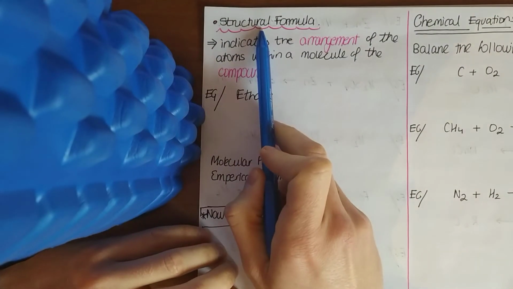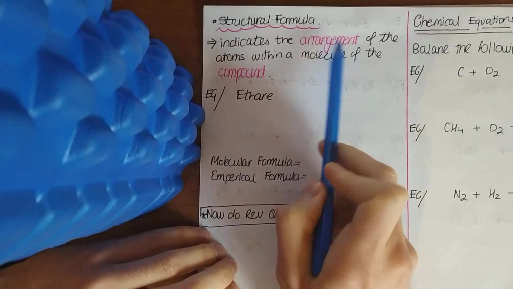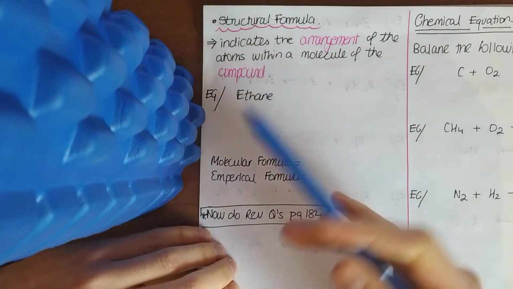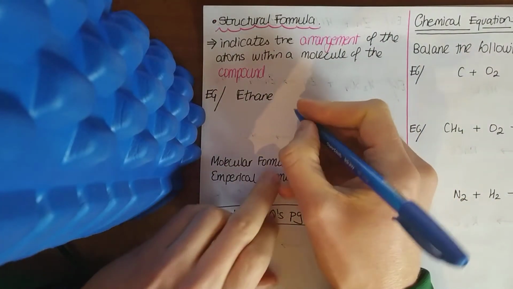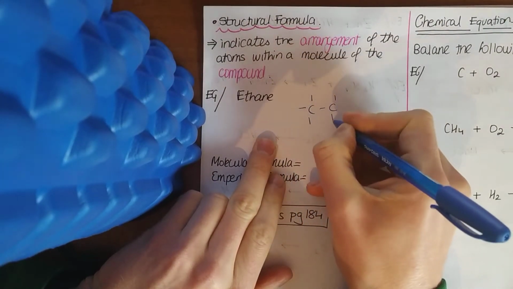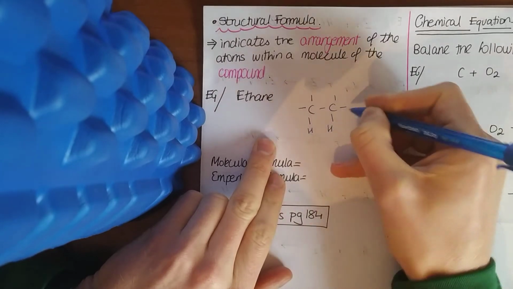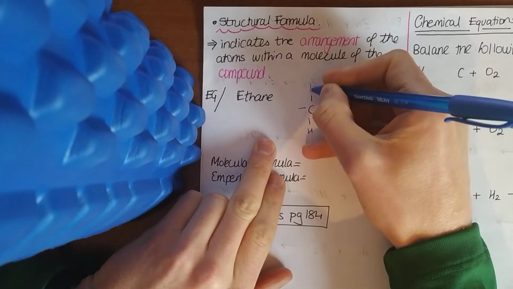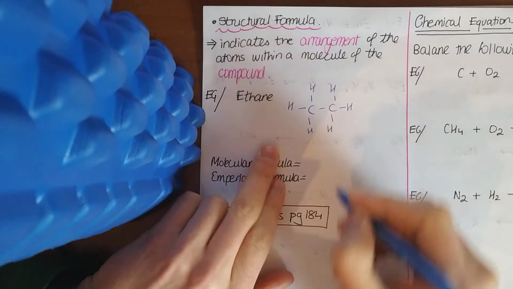So the structural formula, your definition, it indicates the arrangement of the atoms within a molecular compound. If you know that at this stage, we're laughing. So that means like ethane, the structural formula of ethane is as follows. And I say, once we get into organic chemistry, hopefully when we return to school before the end of term, you'll have no bother drawing that.